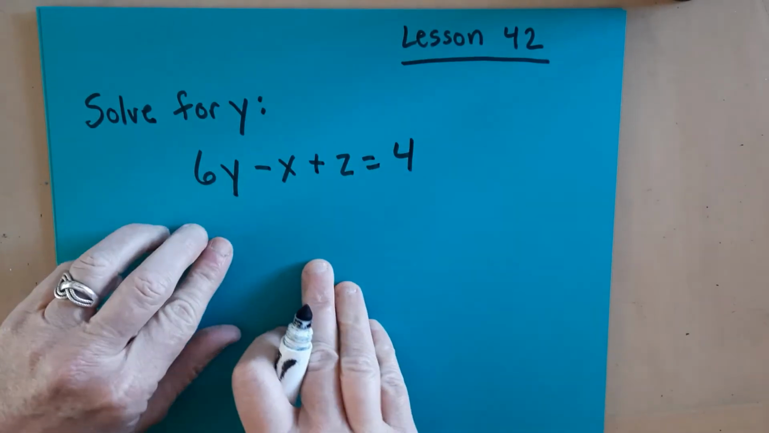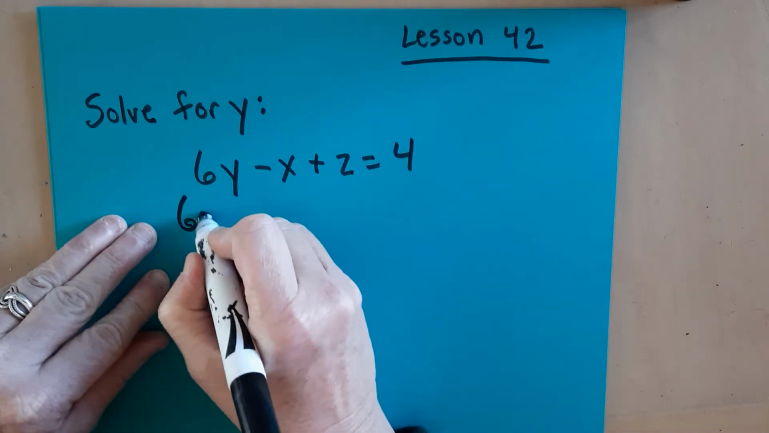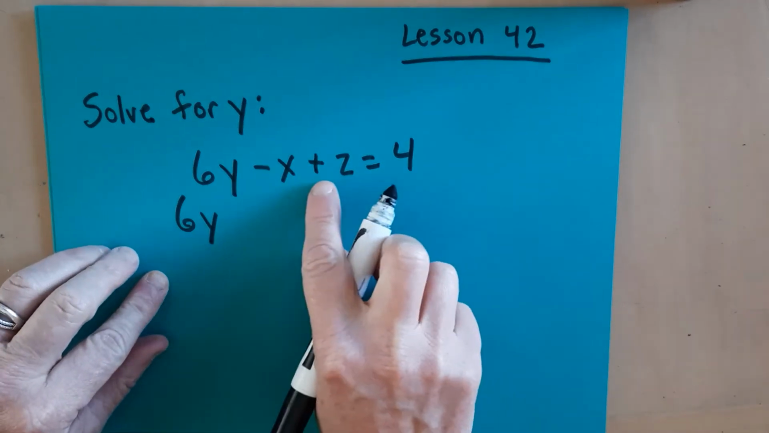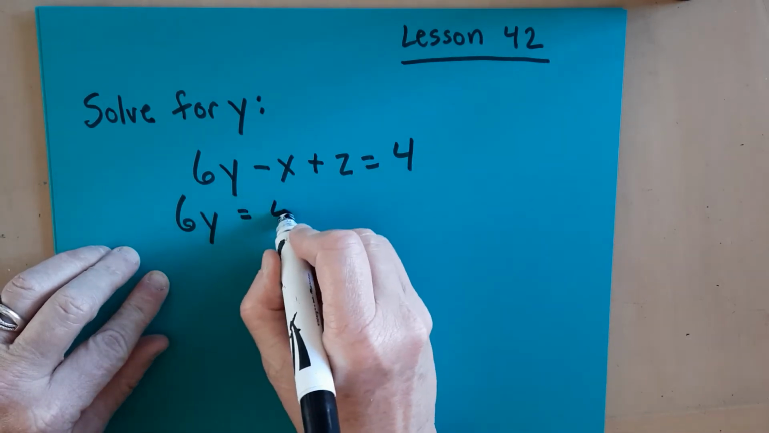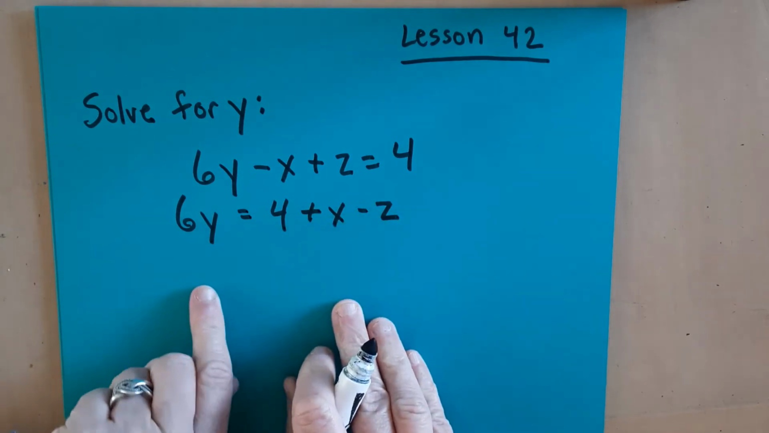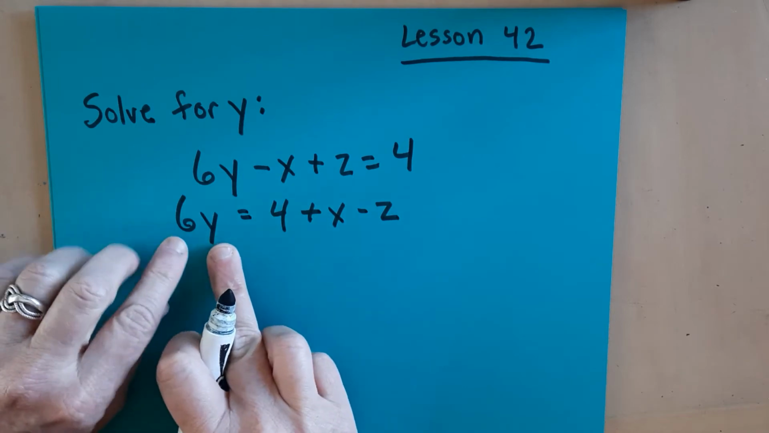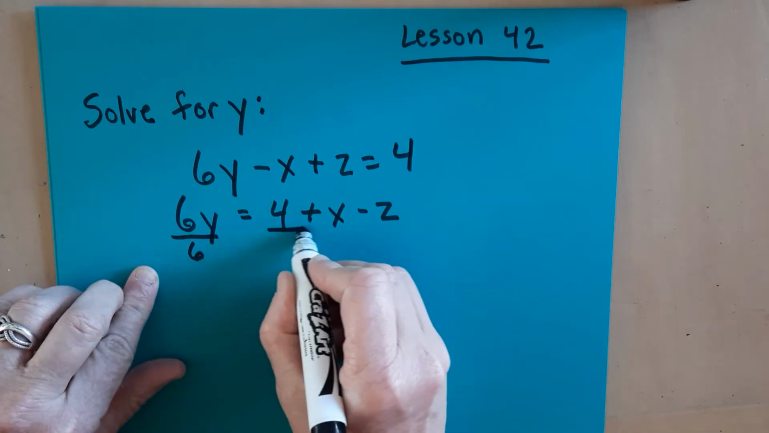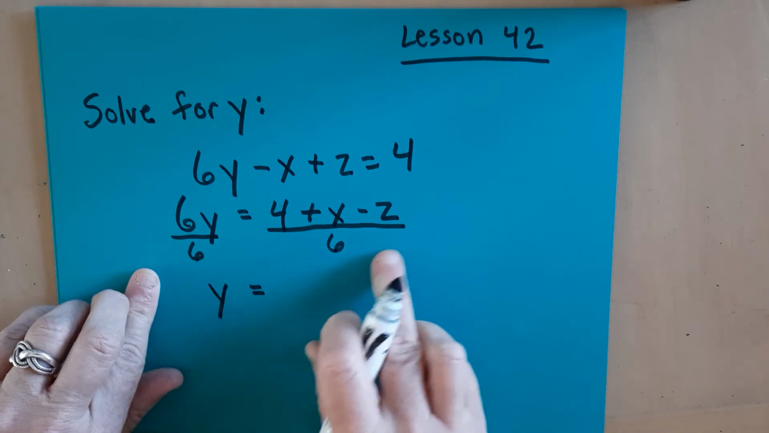So the first thing we're going to do is move everything that doesn't have a y in it to the other side of the equation. So we're going to add an x to this side, and we're going to subtract a z from both sides in order to move those over. So that would give us 4 plus x minus z. Now we still have 6 being multiplied by y, but we only want y on this side. So we have to divide each of these sides by 6, which gives us y equals this expression.